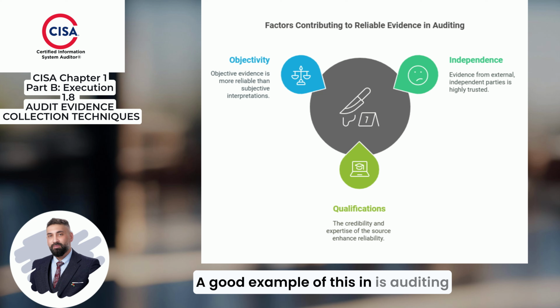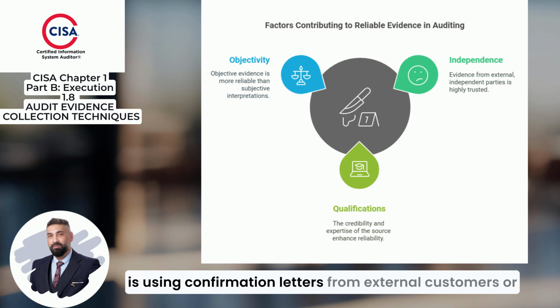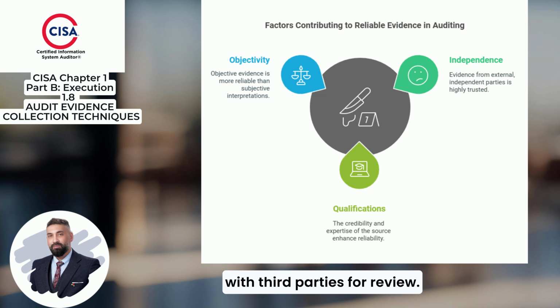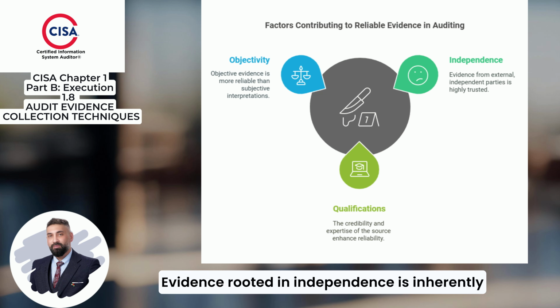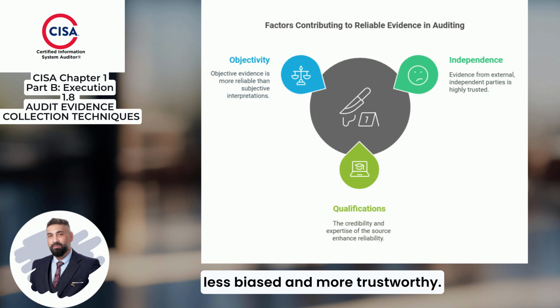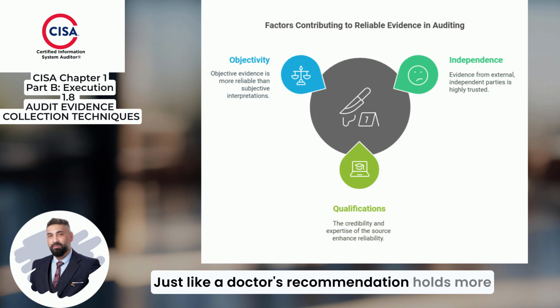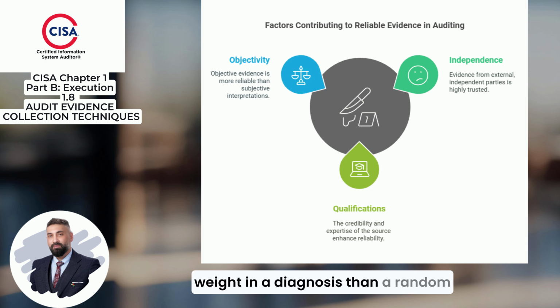A good example of this in IS auditing is using confirmation letters from external customers or vendors to verify accounts receivable or signed contracts with third parties for review. Evidence rooted in independence is inherently less biased and more trustworthy. Qualifications also weigh heavily on an evidence's reliability. It's not just about where the evidence comes from, but whether the source is credible and qualified to provide it. Just like a doctor's recommendation holds more weight in a diagnosis than a random internet search, the expertise of the person providing audit-related information is crucial.